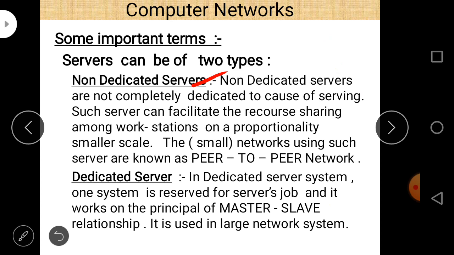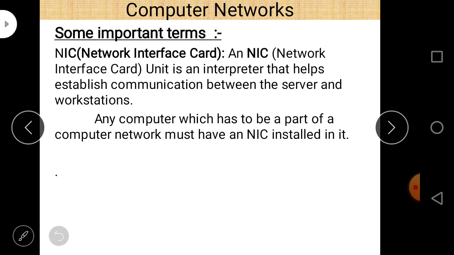And a non-dedicated server is basically used as a facilitator of resource sharing only. Then NIC card. NIC card is a network interface card, and this card is a part of each and every node connected to a computer system.